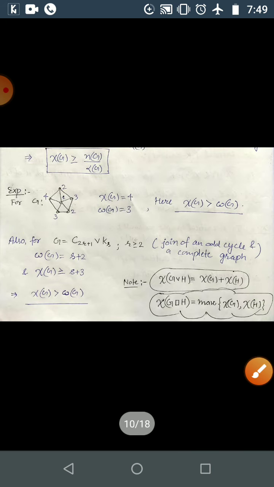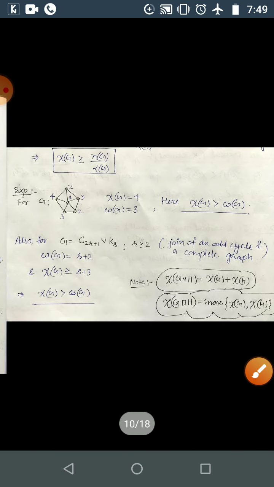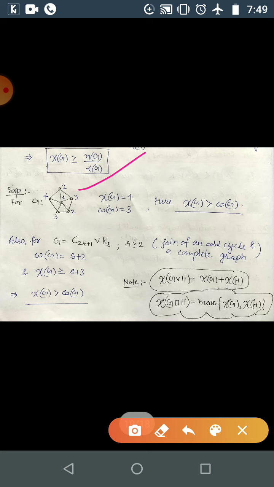We also discussed one example where the chromatic number can be strictly greater than the clique number. Today, some more examples where the chromatic number is strictly greater than omega of G, that is, the clique number. Here you can just take C_{2r+1}, that is an odd cycle, any odd cycle with order greater than or equal to 5. So r is greater than or equal to 2, so it will be an odd cycle with at least order 5.